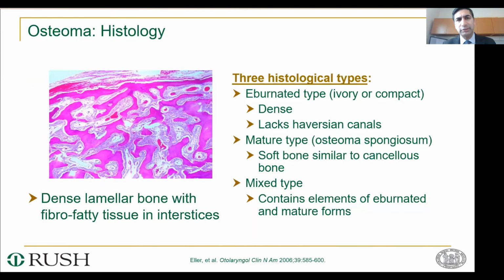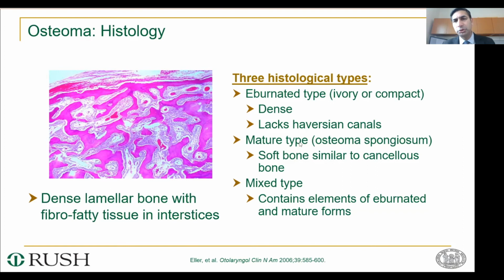When you look at osteoma histologically, typically what you'll see is this dense lamellar bone that's interspersed with this fibrofatty tissue in the interstice. And there's three histologic variants. There's the eburnated type, or what's also called the ivory or compact osteoma. These tend to be much more dense, lacking any sort of Haversian canals.